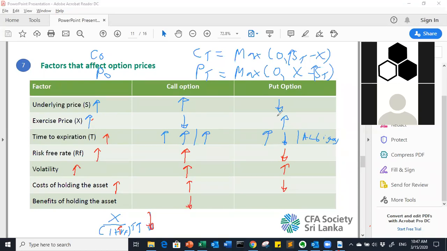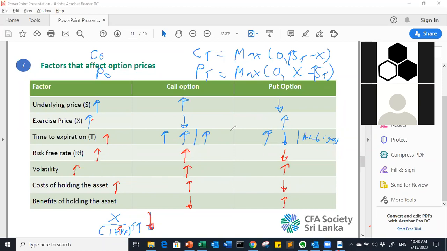Similarly, if you're having the put option, you currently own the asset. You have the asset with you and you have this right to sell. So if you have this additional benefit, then the value is increasing. So that's kind of how this works. These are the different factors and how they affect the option prices.